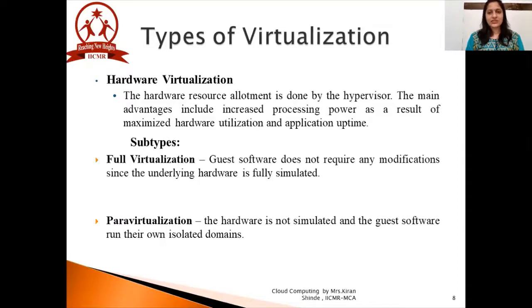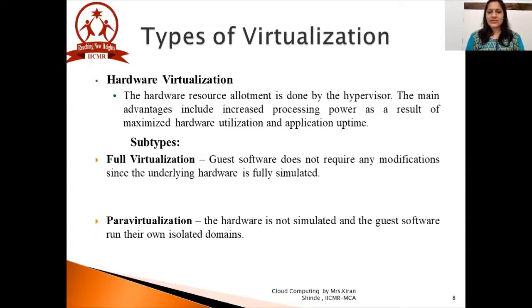We will understand this concept with the help of one diagram. In paravirtualization, the hardware is not simulated and the guest software runs in its own isolated domains. So the basic distinction between full virtualization and paravirtualization is that in full virtualization, the virtualization software or the virtualization operating system is directly installed on the bare metal hardware, or on the original physical hardware. But in case of paravirtualization, there is the host operating system installed on the physical hardware, and on top of the host operating system, the virtualization layer comes into picture.